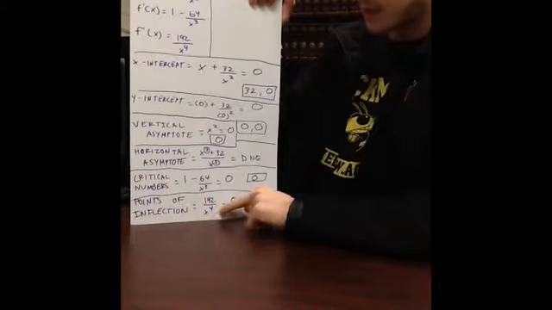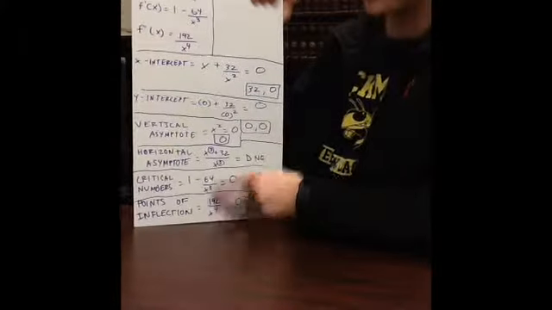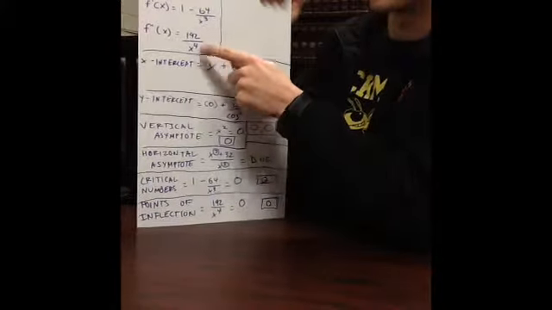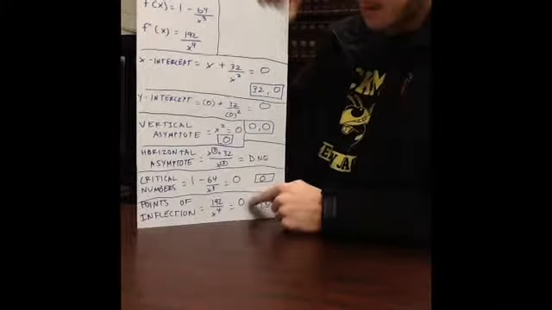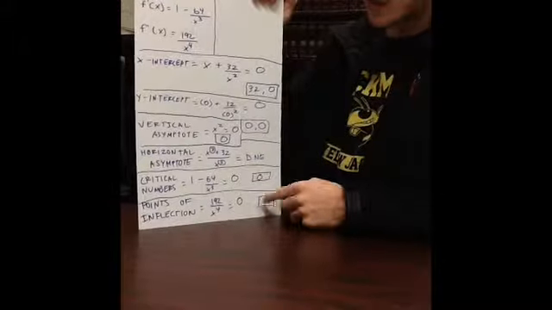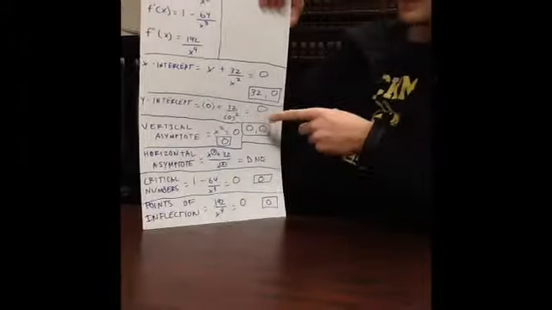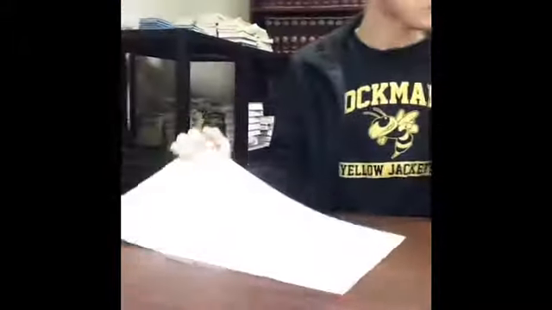Our points of inflection are also 0 because we set f double prime equal to 0. So since we have 0 for that, we have 0 for almost all of this. So then we have our chart and our graph.